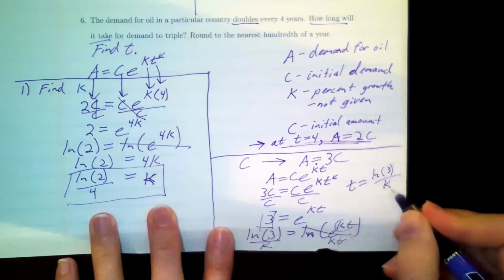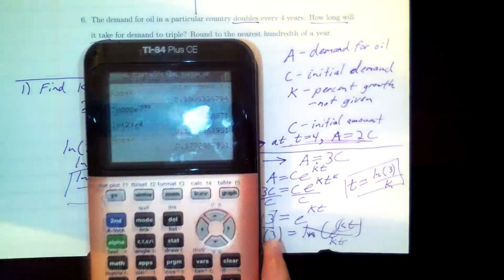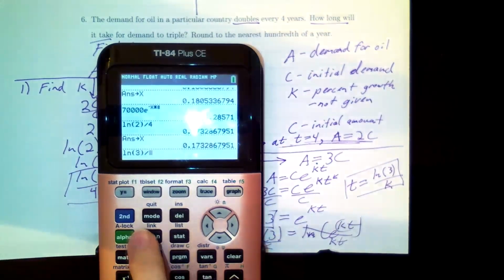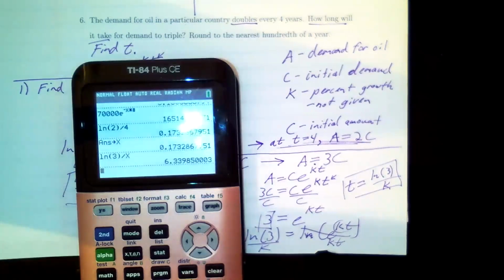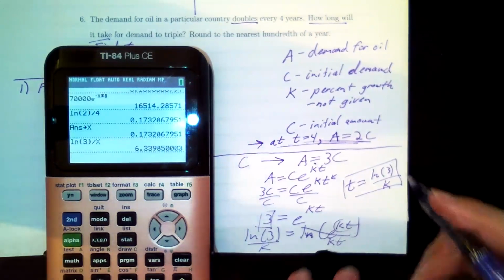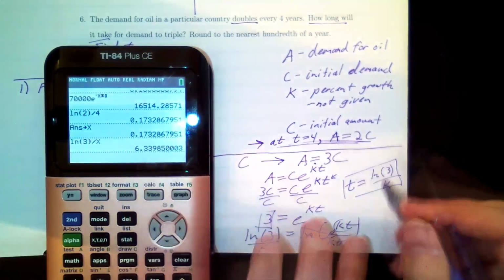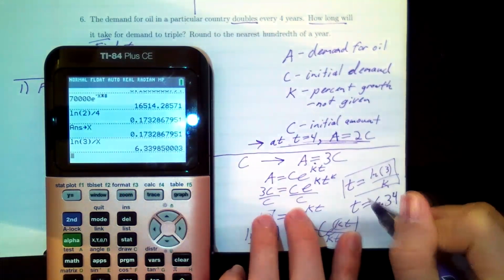Now you know what K is in your calculator, right? We stored it. So punch this out. We have ln of 3 divided by K, and I stored this as my X. And we get this. Okay, so it says round to the nearest hundredth of a year. That's 2 decimal places. So I get T is equal to 6.34 years.